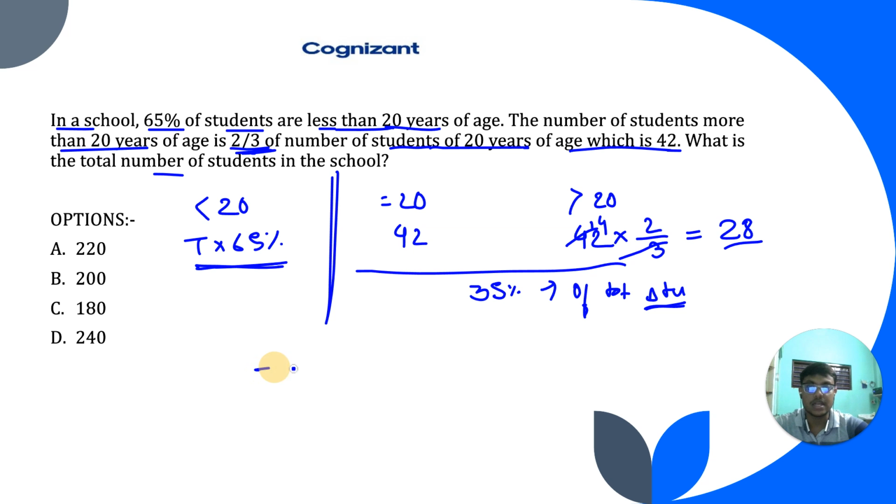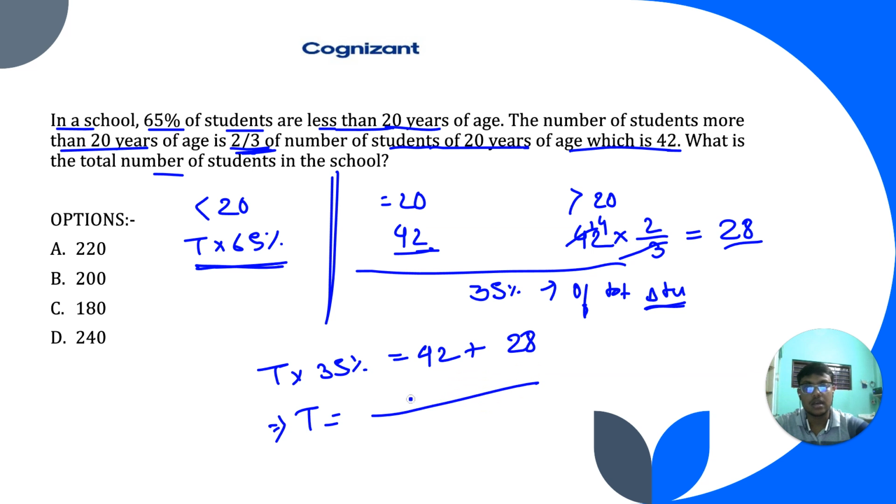So in that case, we can write total into 35% equal to number of students of 20 years age, that is 42, plus number of students greater than 20 years age, that is 28. So from here we can write 70 into 100 because 35% if we write it in fraction terms, then 35 by 100. So if we cross multiply, it would be 70 into 100 by 35. Now if we cancel it, it would be 2 and that would give us 200 as the total number of students. So our correct option becomes option B.